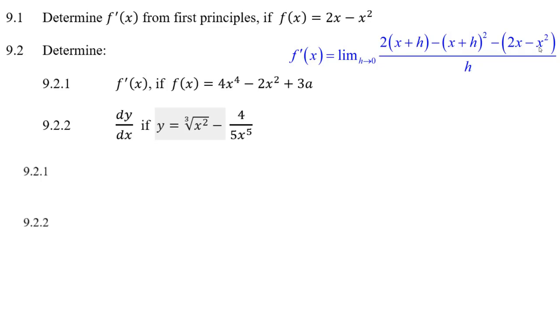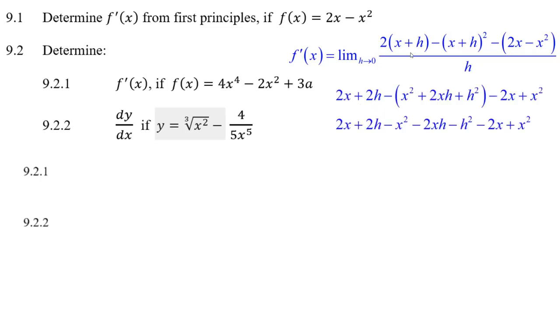But let's just do the algebra to work out the top part. Let's go x plus h squared. We get x squared plus 2xh plus h squared. This is 2 times x, 2 times h. We have minus 2x, and minus makes it plus x squared. Well, this is going to turn into minus x squared, minus 2xh, and minus h squared.